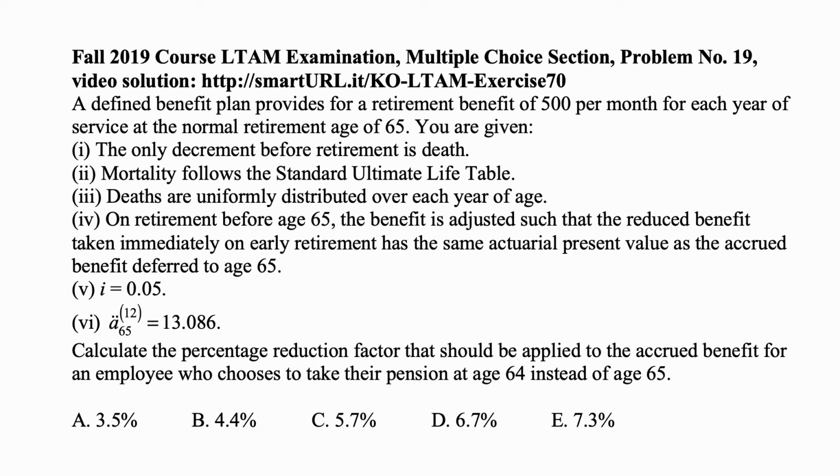For exam LTAM, long-term actuarial models, a defined benefit plan provides for a retirement benefit of $500 per month for each year of service at the normal retirement age of 65. You are given the only decrement before retirement is death. Mortality follows the standard ultimate life table. Deaths are uniformly distributed over each year of age. On retirement before age 65, the benefit is adjusted such that the reduced benefit taken immediately on early retirement has the same actuarial present value as the accrued benefit deferred to age 65. Interest rate is 5%. ä_65^(12) is 13.086. Calculate the percentage reduction factor that should be applied to the accrued benefit for an employee who chooses to take their pension at age 64 instead of age 65.